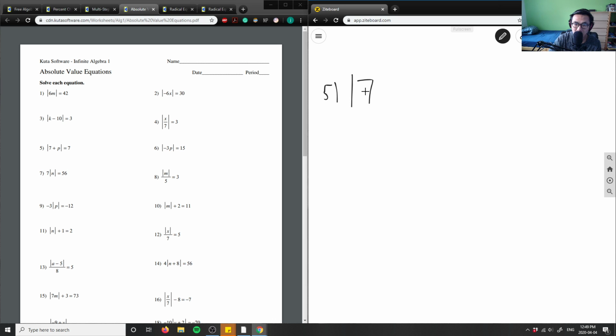So we have the absolute value of 7 plus p equals 7. Okay, so how would I solve for this? Again, maybe take a moment to pause and think about this problem. I have the absolute value of 7 plus p equals 7.